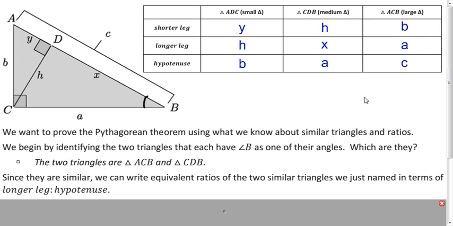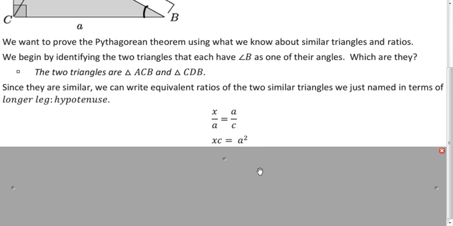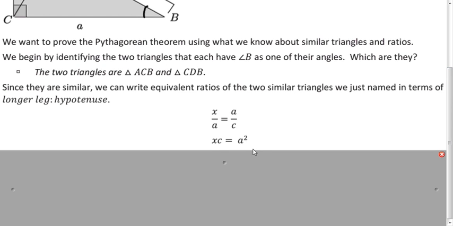So since they're similar, we can write a proportion. And we want this proportion to involve A, because A is a part of both the medium triangle and the large one. So let's look at what we have here. The longer leg of the large triangle is A, and the hypotenuse of the medium triangle is A. So if we're going to write a proportion here, we have to involve this x here and this c. So what can we write? We can write that x over a equals a over c. And if we apply the cross product, what do we get? We have a squared over here. So a squared is x times c.